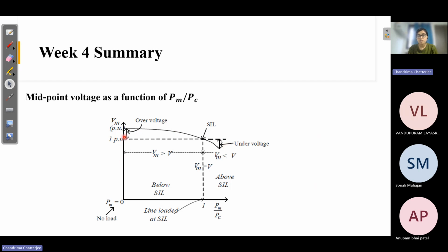At no load, there is an over voltage. This is the base voltage. This is 1 per unit. So in the no load condition, there is over voltage, and gradually this decreases. At surge impedance load, this is exactly equal to the base voltage, obviously because at surge impedance loading, the voltage is equal throughout the transmission line, but this is a special case. And at the rated load, we have under voltage. The voltage decreases below the rated voltage, right? So this is the plot. Okay.